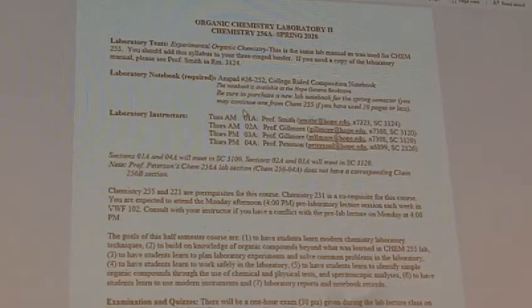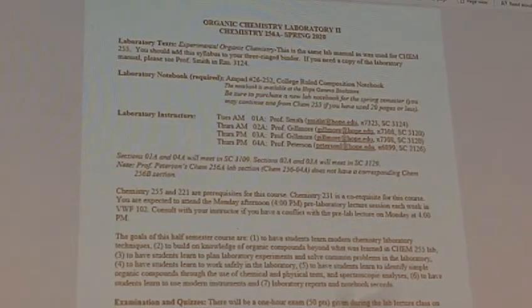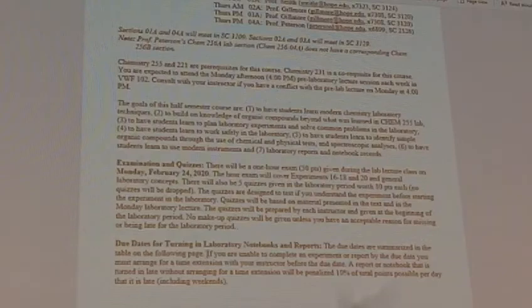Chem 255, which was last semester's lab, and 221, first semester lecture, are prerequisites for the course, and then your co-requisite is organic lecture, being enrolled in that. We'll talk briefly about some of these things as we go along, like when the midterm exam and quizzes are, and make sure that you turn things in on time, otherwise they'll be penalized 10% for each day that it's late.